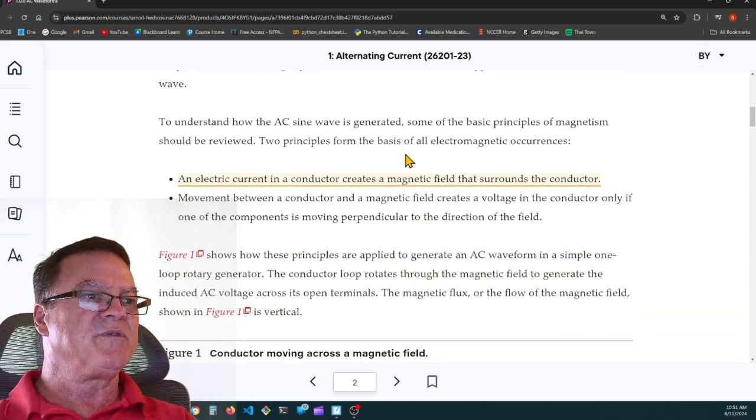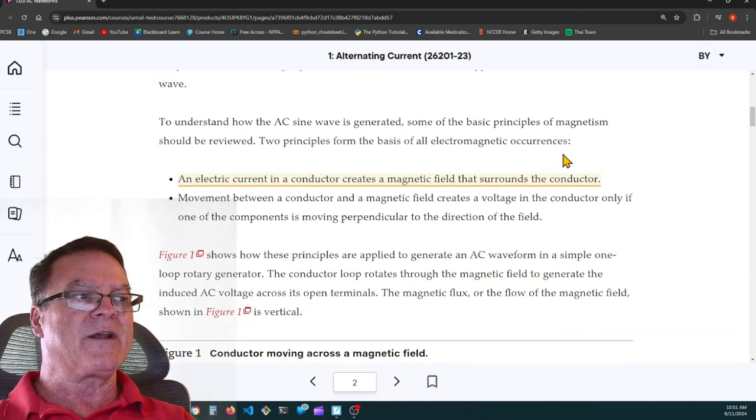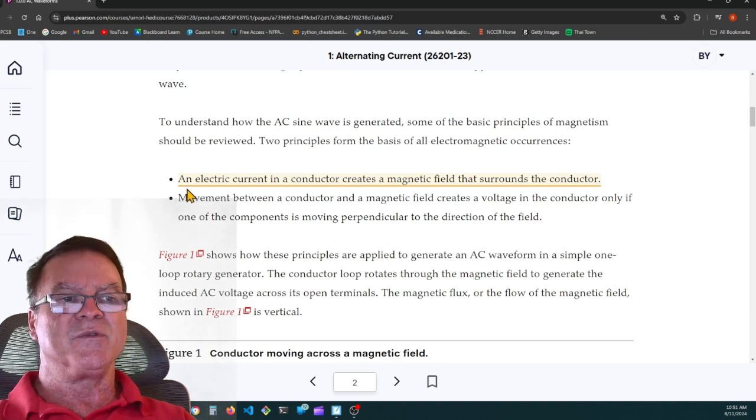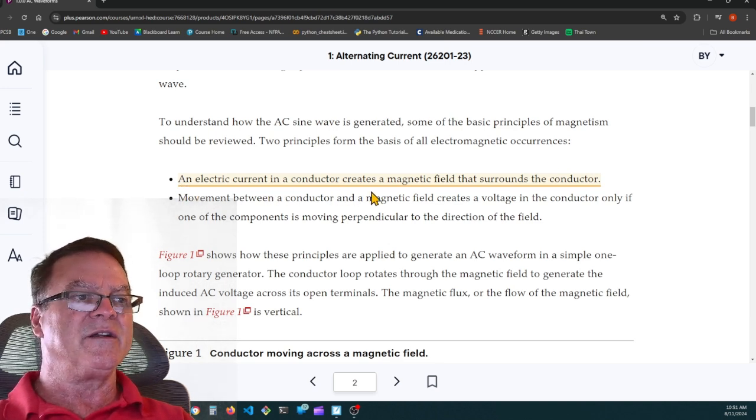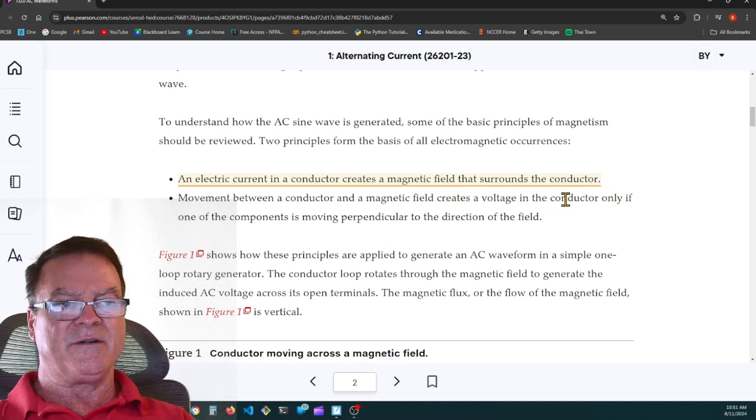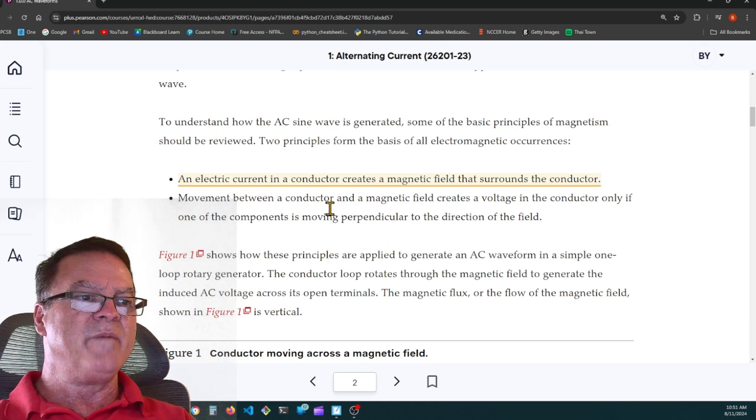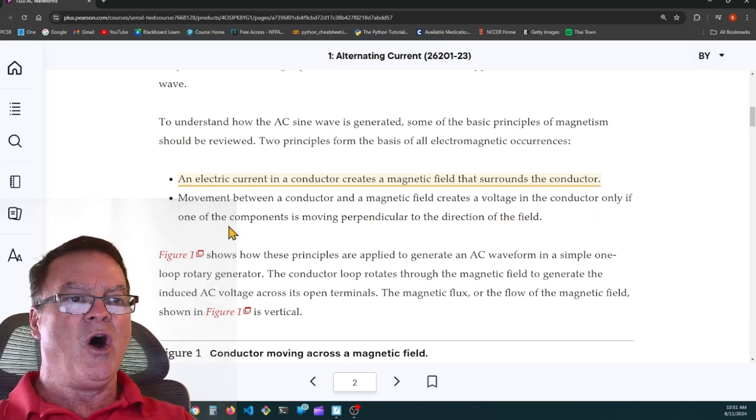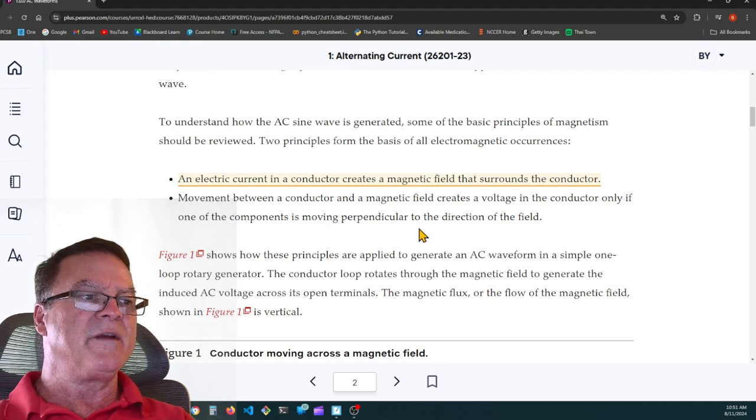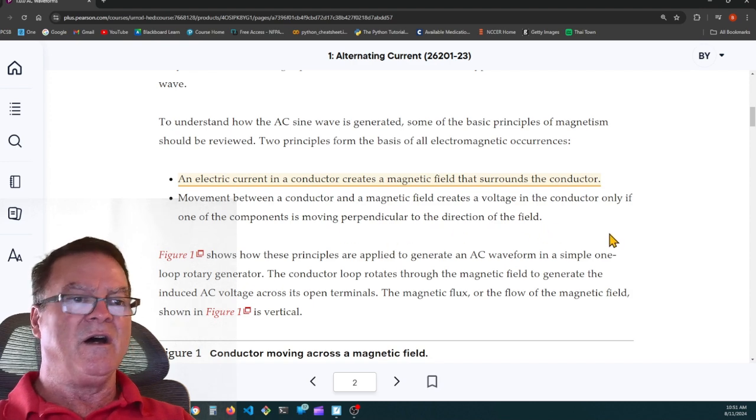Here's a highlight. It says two principles form the basis of all electromagnetic occurrences. This one's highlighted. It says an electric current in a conductor creates a magnetic field that surrounds the conductor. Movement between a conductor and a magnetic field creates a voltage in the conductor only if one of the components is moving perpendicular to the direction of the field.